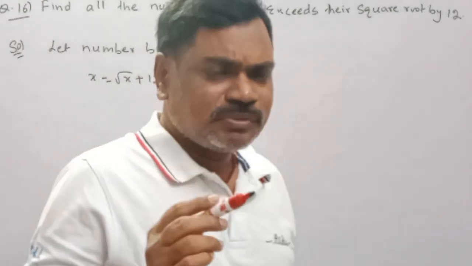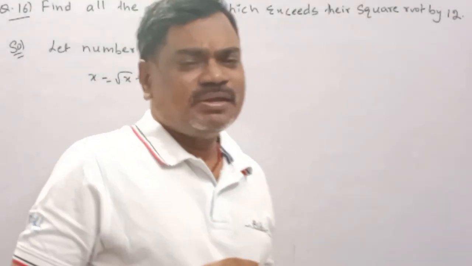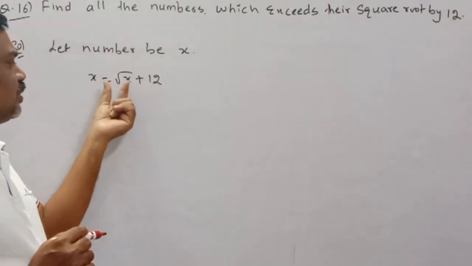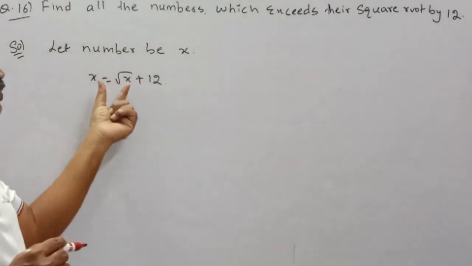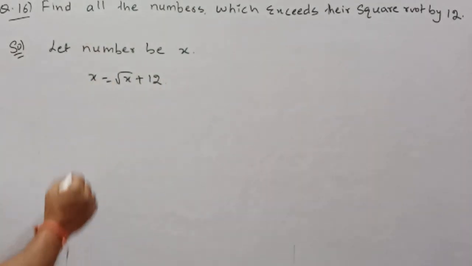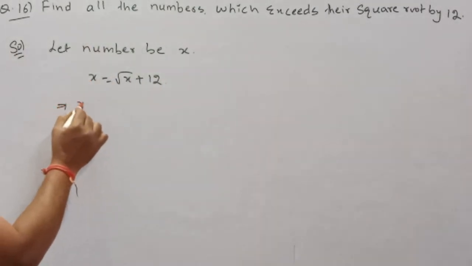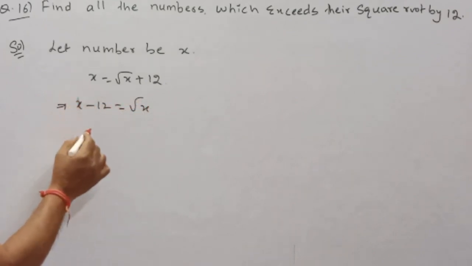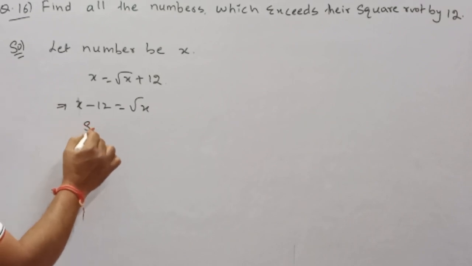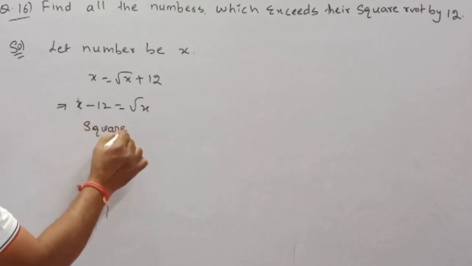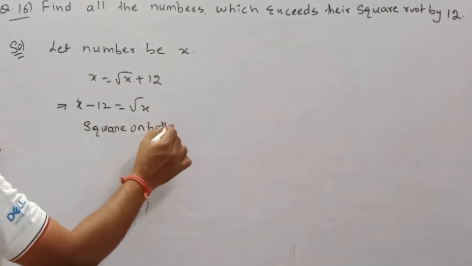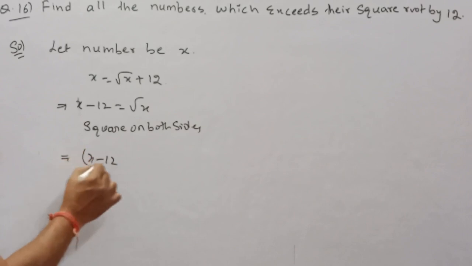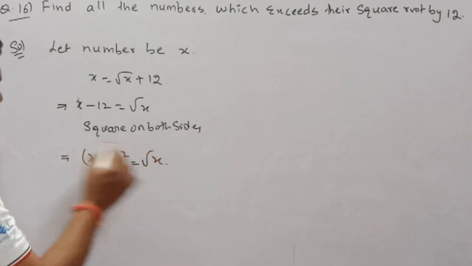x is equal to root x plus 12 is the condition. That is, the number exceeds its square root by 12. So this can be written as x minus 12 is equal to root x, and square on both sides. Then x minus 12 whole square is equal to x.